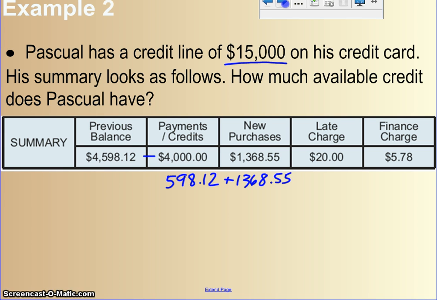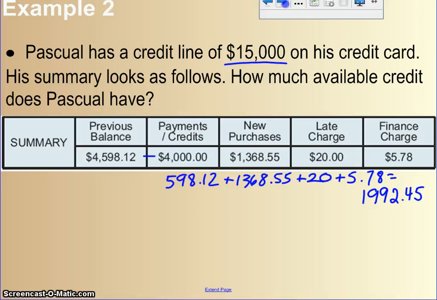Then we're going to add the $1,368.55, and oops, looks like they paid it late. And then there was a finance charge attached to it as well. So when I add and subtract all of that together, I end up with a total owed of $1,992.45. Now that gives me what Pasquale owes the credit card company.